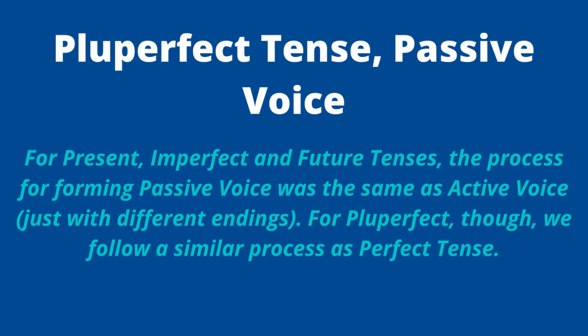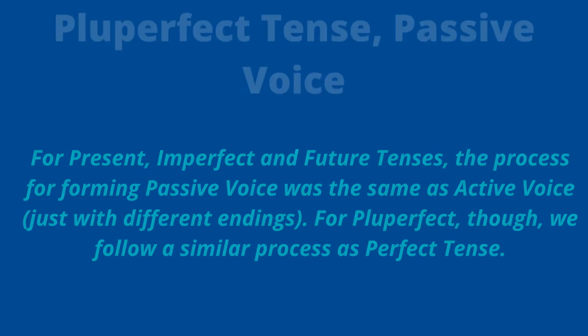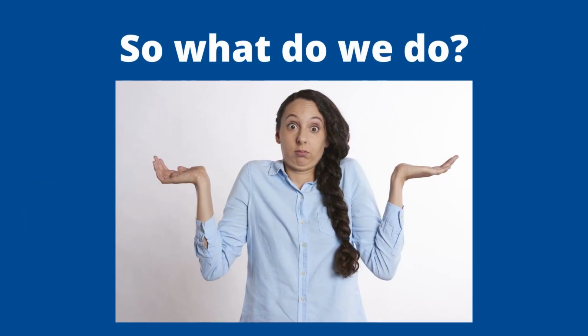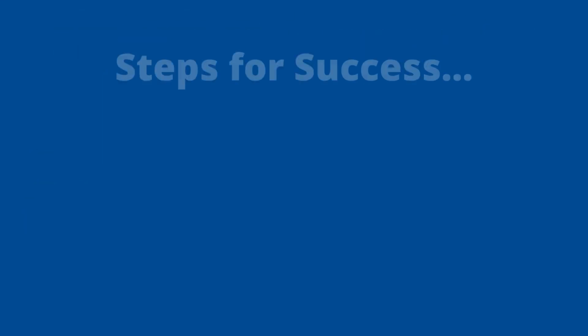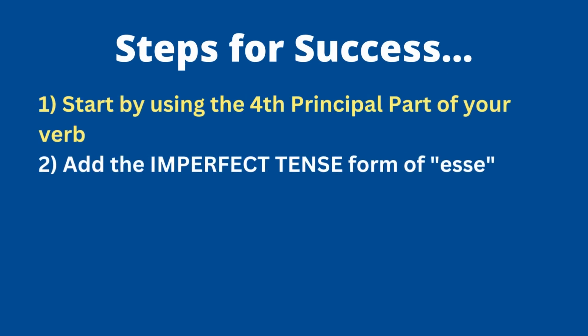And when we deal with future perfect, you'll see that's the third tense that fits into this different pattern. But the idea is it is not at all similar to what you do for active voice. It's a completely different idea. So what do we actually do? If it's different, what are we supposed to do? Well, the steps look like this. And again, if you've watched the video on perfect tense passive voice, this will look familiar.